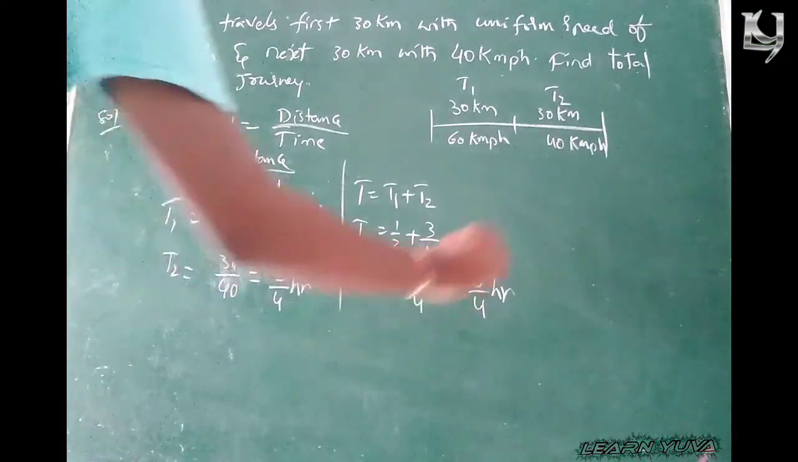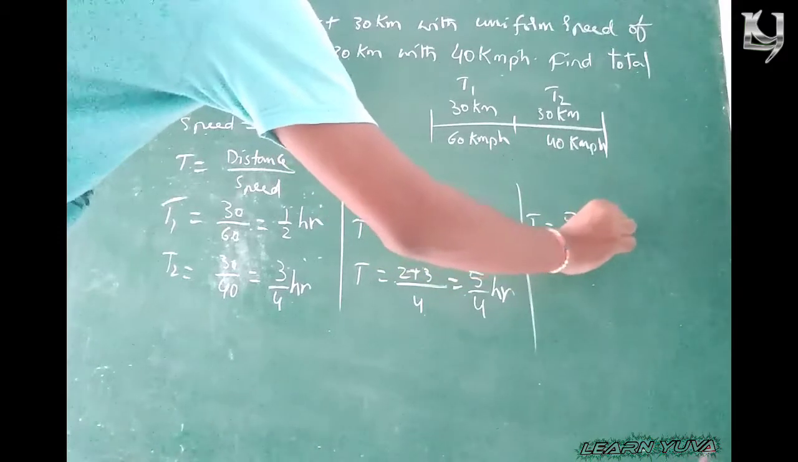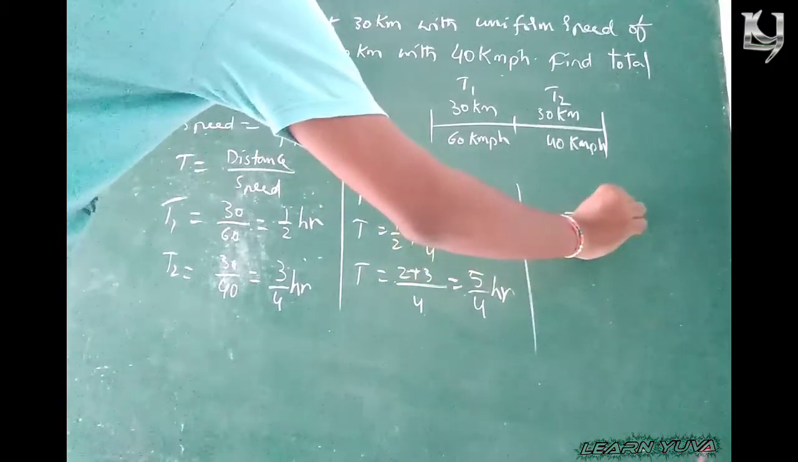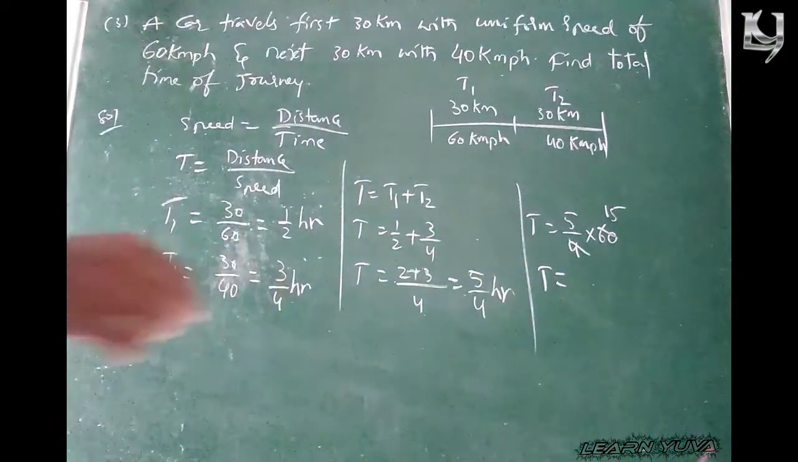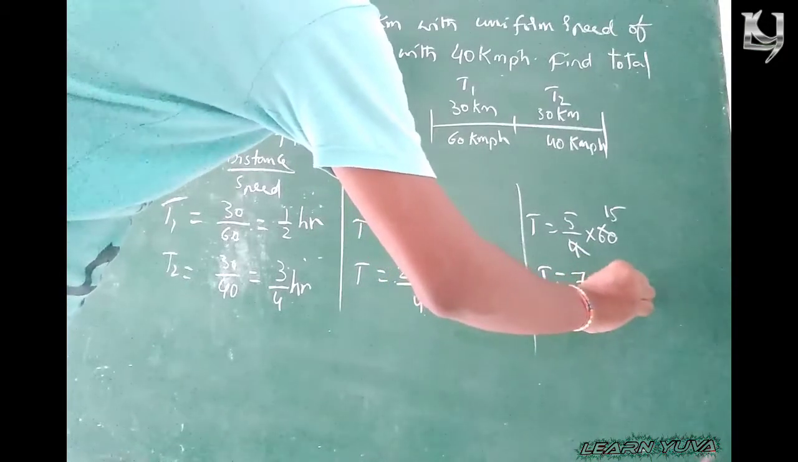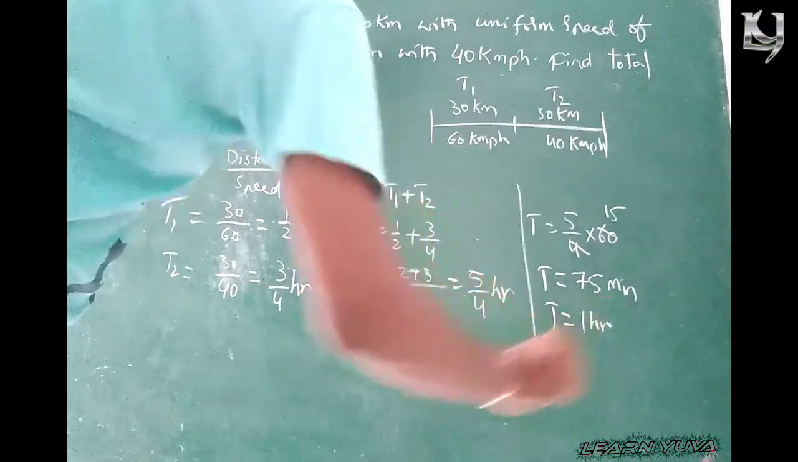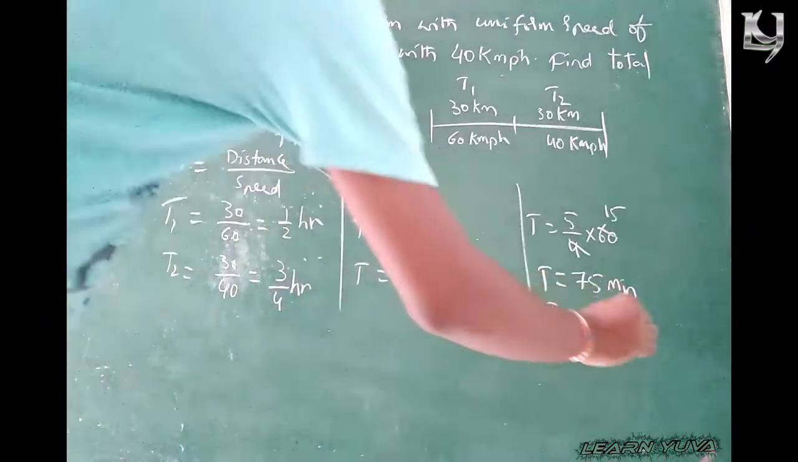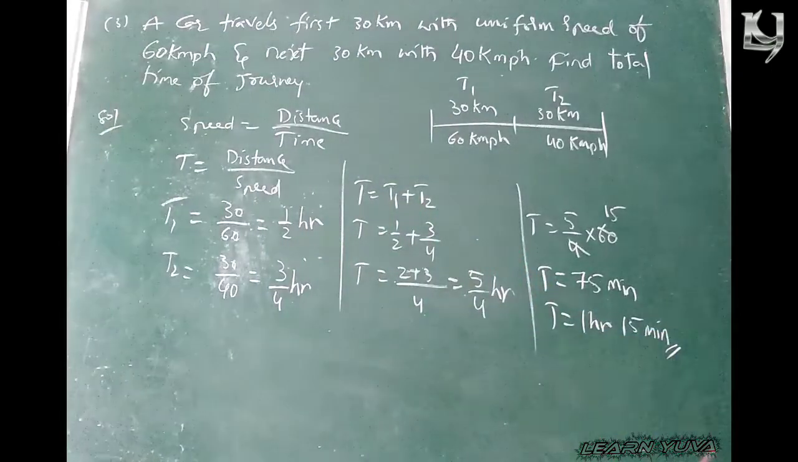5 by 4 hours. So what is 5 by 4? 5 by 4 into 60, 4 fifteens are 60, so T is equal to 75 minutes. That is nothing but 1 hour 15 minutes. That is the total time taken by the body.